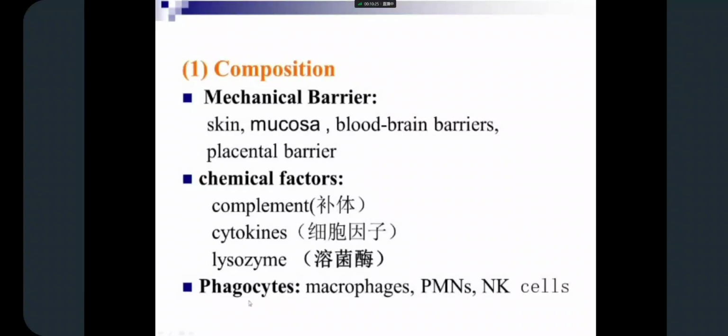The phagocytes include macrophages, PMNs, and NK cells. One of the major non-specific defense systems is the epithelial surface of the body, such as the skin, which covers body surfaces and prevents microorganisms and other potentially injurious agents from entering the tissues beneath.